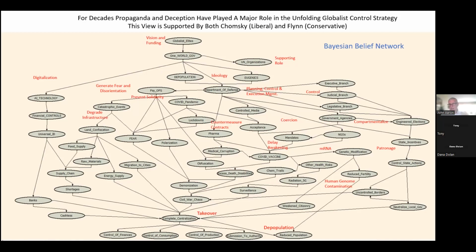But when you look at this and you put it together in totality, where is all this going? And again, we have to be thinking probability-wise. Could some of these be wrong? Absolutely. There's probabilities to all these. But when I look at a base case, which is the most likely scenario, what it points to is control. And this idea of complete centralization, control of finances, control of consumption, control of production, submission to authority, reduced population, different population, things of that nature. And probably the scariest of all to me is the control of thought. And that is kind of the theme of this topic that I'm following here.